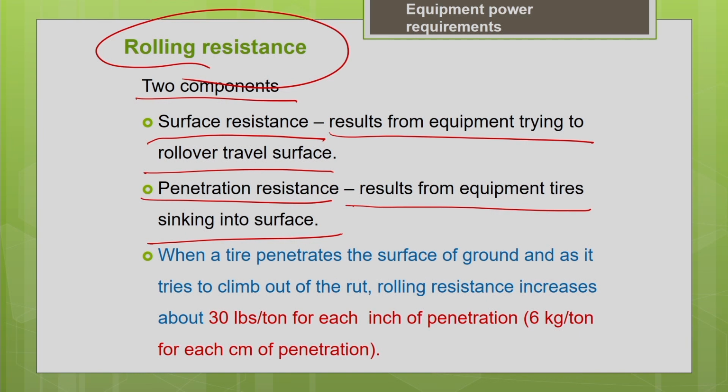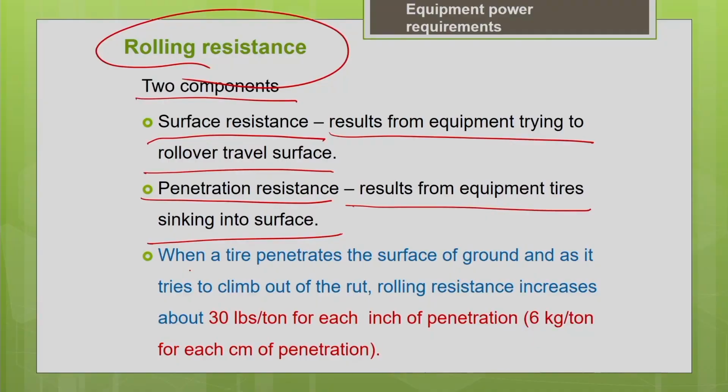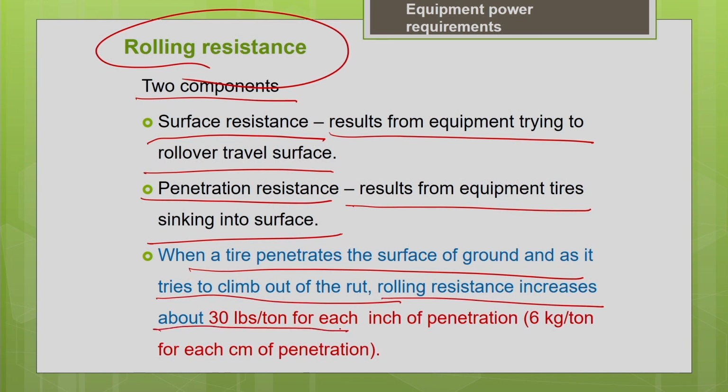So, you need some additional efforts to bring the machine out of that rut and keep it moving. So, what is that additional effort? Okay, that is what we are going to find now. So, when a tire penetrates into the surface of the ground, and as it tries to climb out of the rut, the rolling resistance increases about 30 pounds per ton for each inch of penetration.